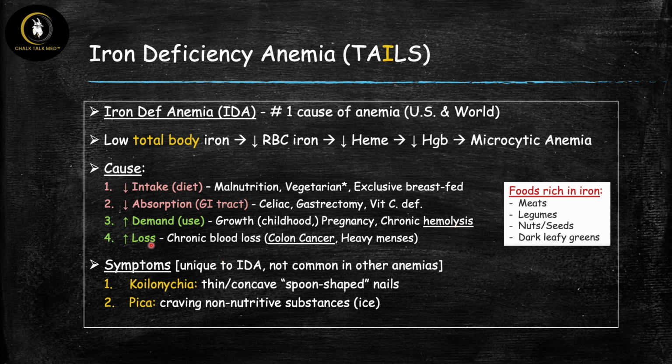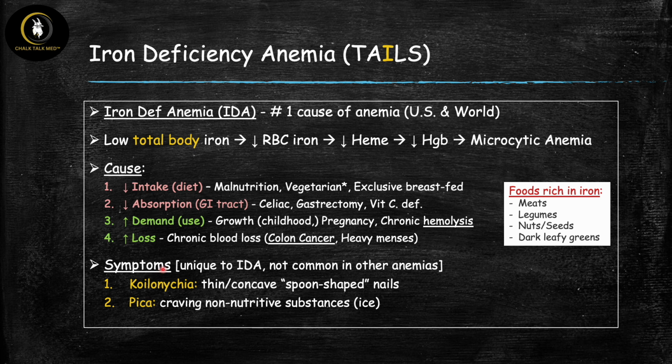And then finally, increased loss occurs in the setting of chronic blood loss. This is the only way that we lose iron from our body. And the most common thing that we see clinically is due to heavy menses, but you should also keep in mind that you can have a slow occult bleeding in the GI tract, for example, in the setting of colon cancer. So this is a can't miss diagnosis that you have to consider.